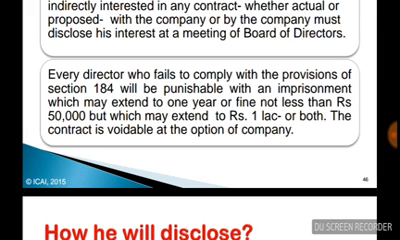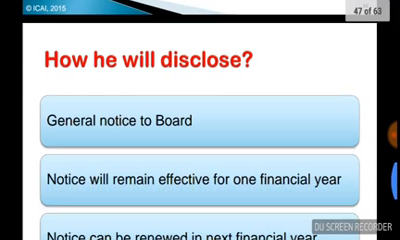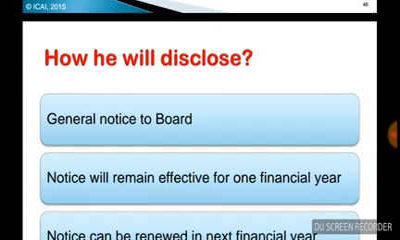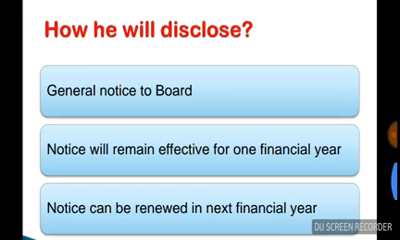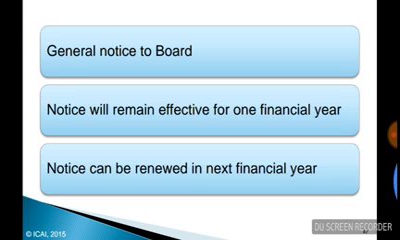General notice by an interested director showing his interest will remain effective up to 1 financial year. For the next financial year, he has to disclose his interest freshly. Up to the end of the financial year, not one full year, but up to the end of 1 financial year.